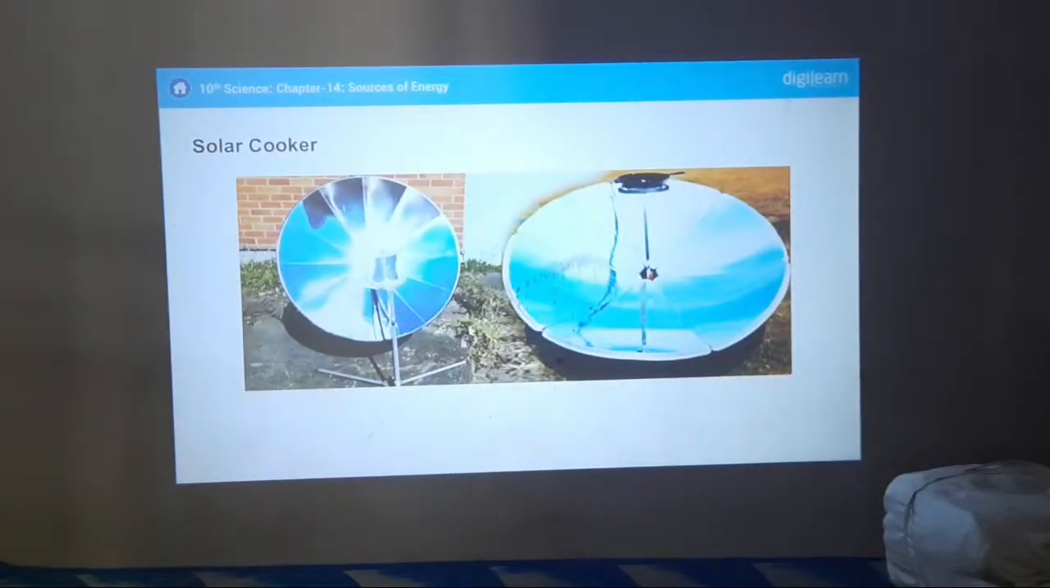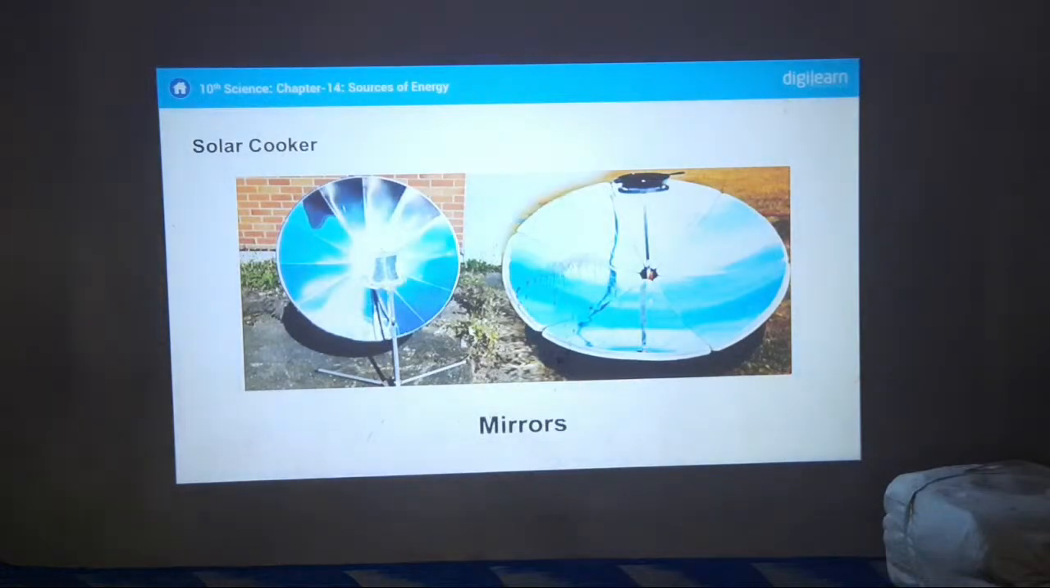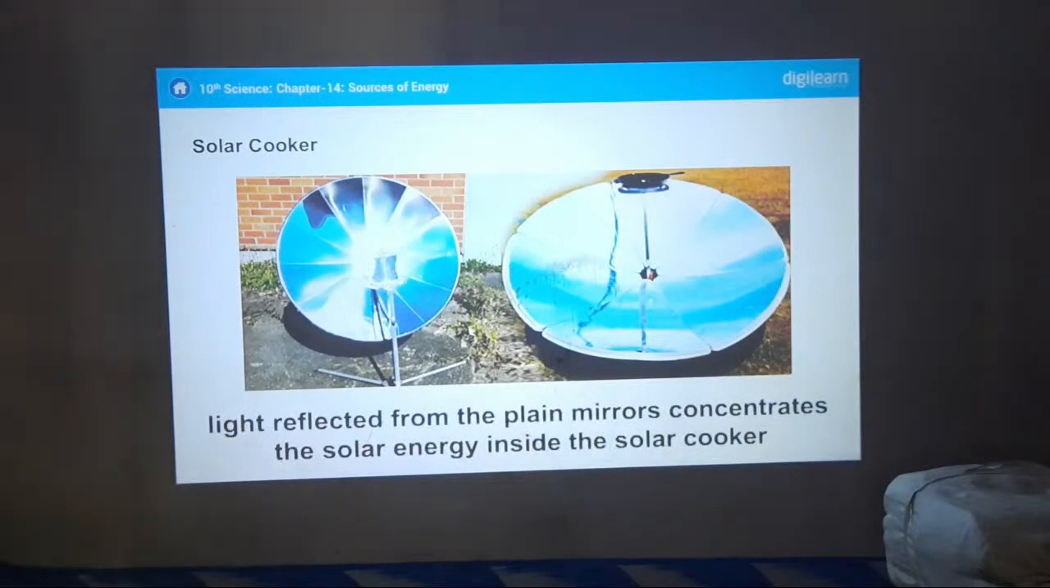Solar cooker. Solar cooker is very simple in design and mode of function. It is usually made from mirrors. Plain mirrors are placed inside a rectangular box. The light reflected from the plain mirrors concentrates the solar energy inside the solar cooker, which generates enough heat to cook food.